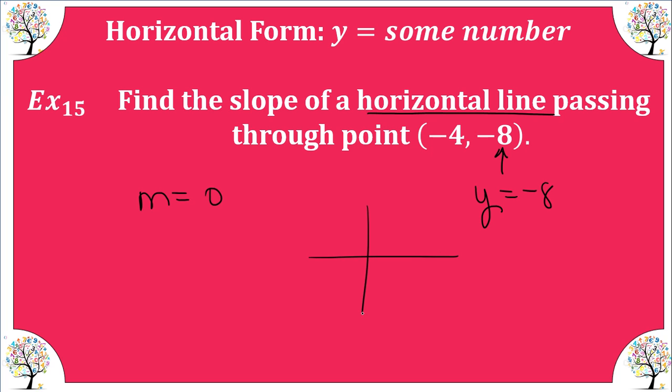So if we have -4 and then -8, that means that all of these ordered pairs will be -8. This would be 0, comma, -8. This could be 5, and then we go down, 5, comma, -8. So you can see all the y values, y equals -8.